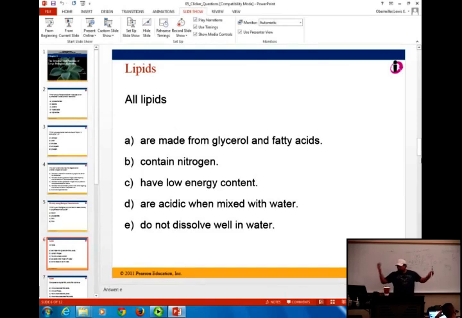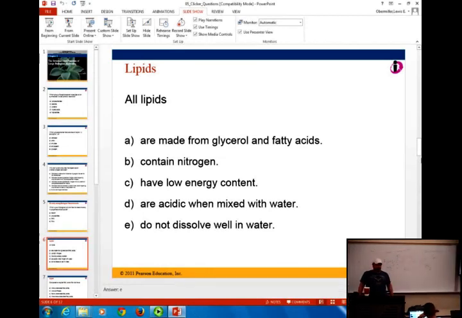Remember, all lipids aren't made of glycerol and fatty acids. Cholesterol is a lipid. What they have in common is that they don't dissolve in water. Why? Because they're made of carbons and hydrogens. And those are what kind of bonds? Nonpolar. Yeah.